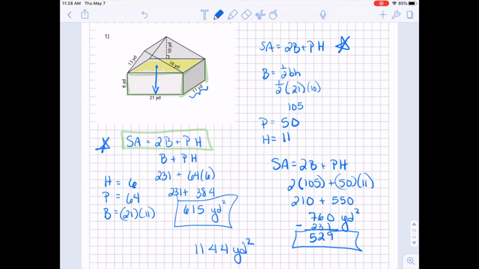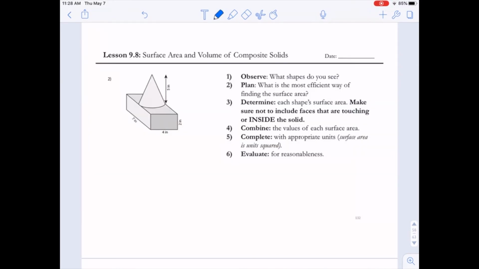Let's look at the second example. What you notice is that we have a cone on top of a rectangular prism. Again, we want to see it as a hollow space because we're only doing the surface area. We do not need the base of the cone or the circle, and we also don't need that same circular area that's part of the rectangular prism.